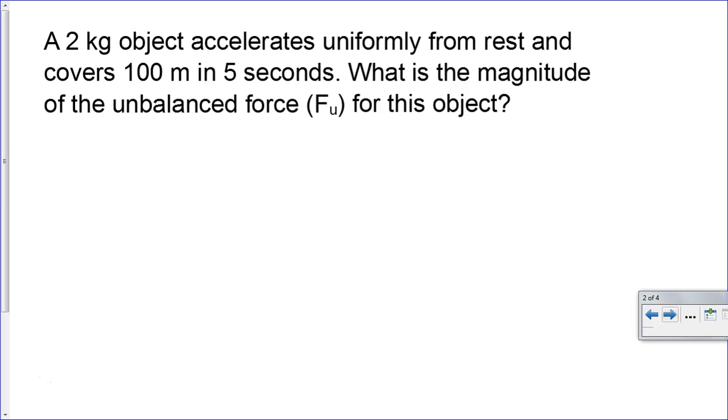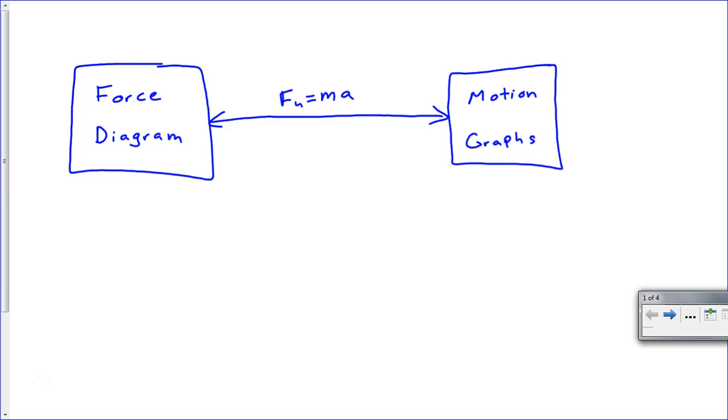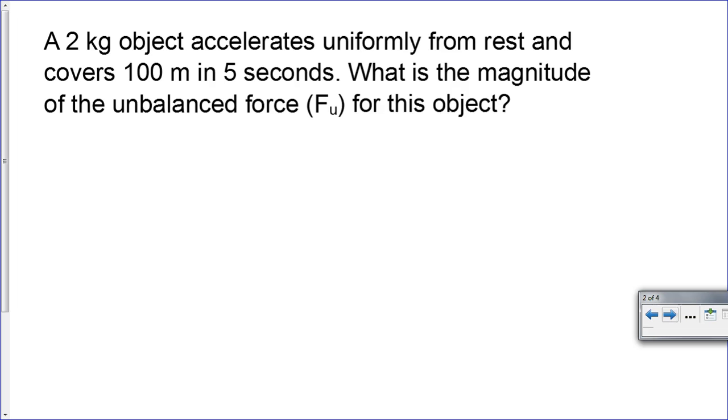And so looking back at our diagram here, I've given you some information about its motion. I told you it was accelerating, I told you the distance it covered. So we're going to start out with the motion graph side of this. And then we don't even make it over to the force diagrams because I just asked you for Fu. So we go from the motion graph stuff just to finding out the Fu, and we don't even get over to the force diagrams because I didn't ask you anything about the forces directly, just about the unbalanced force.